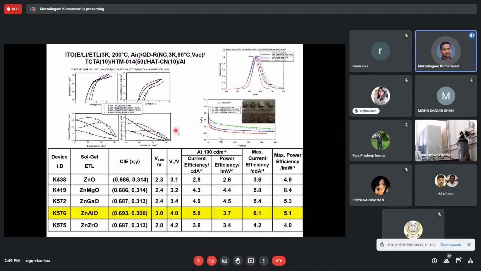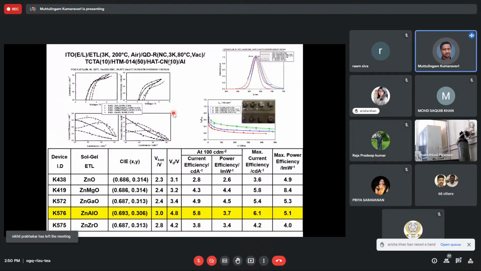Now, I'm showing one of the performances we made in the inverted device structure, using different zinc oxides as the ETL, the doped zinc oxides. When we use aluminum-doped zinc oxide, it gave high performance. We use quantum dots here that are cadmium-free.